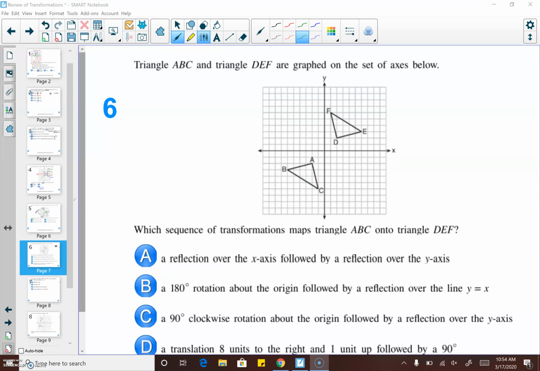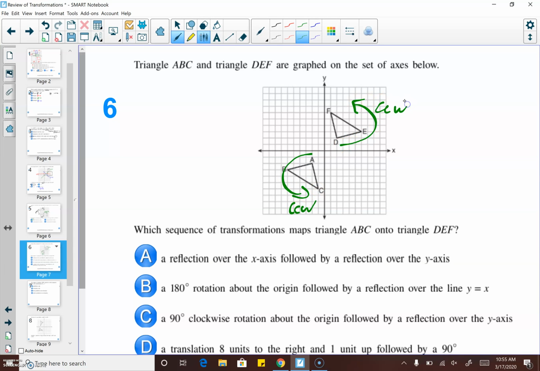Which sequence of transformations maps triangle ABC onto triangle DEF? Well, again, if I'm trying to figure out what maps one onto the other, the first thing I usually check is my orientations. So I've got counterclockwise and counterclockwise. So that means it either has to be no reflection or a double reflection, but it cannot be a single reflection. So right there, just by checking my orientations, I've eliminated B and C.